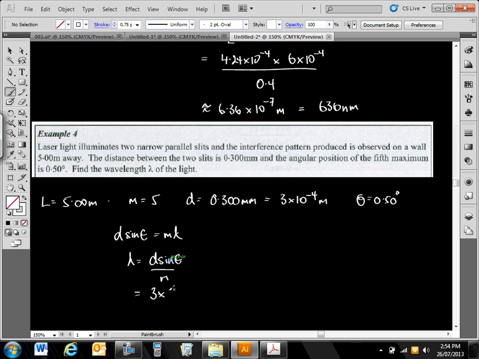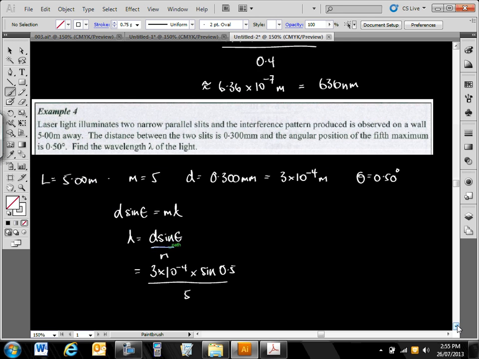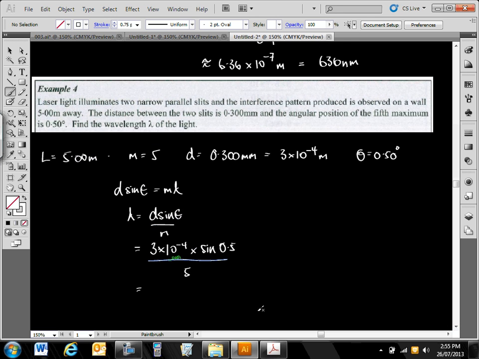3 by 10 to the minus 4 times sine of 0.5 all over 5, and you should have got, correct me if I'm wrong, 5.24 by 10 to the minus 7, approximately 524 nanometers.